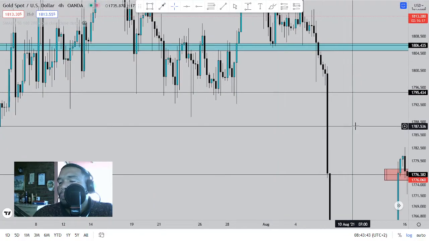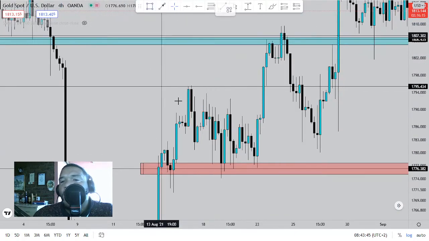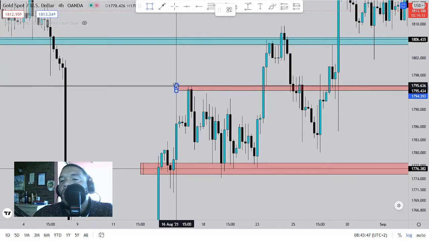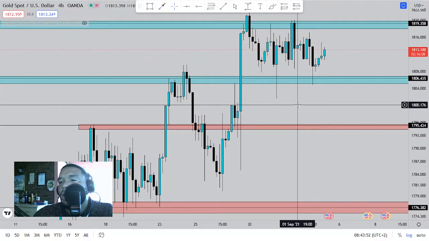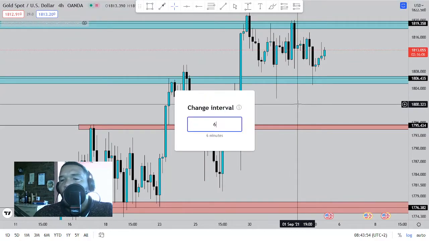So guys, let's mark this level in red, because we're in a 4-hour time frame, sorry. Okay, so you can see there. This is what I can see. So now I will scale into my 1-hour time frame.